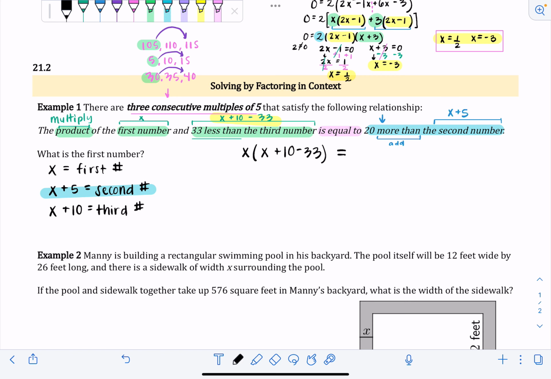So to get the right side of the equation, we have to take the second number, x plus 5, and we have to do 20 more than that. So we're going to have to add 20 to that to make it 20 more.